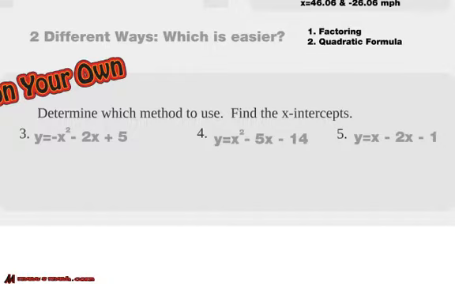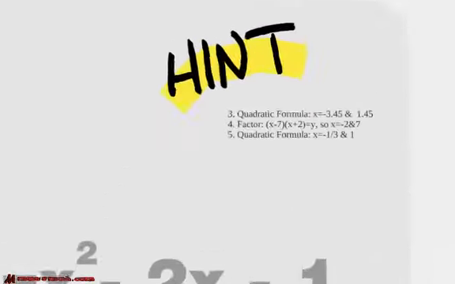All right, determine which method to use. Find the x-intercepts. Is it easier to do the factoring method or the quadratic formula? Basically, you just figure out, can you factor it? Is it easier? All right, so here are your answers if you need some help.